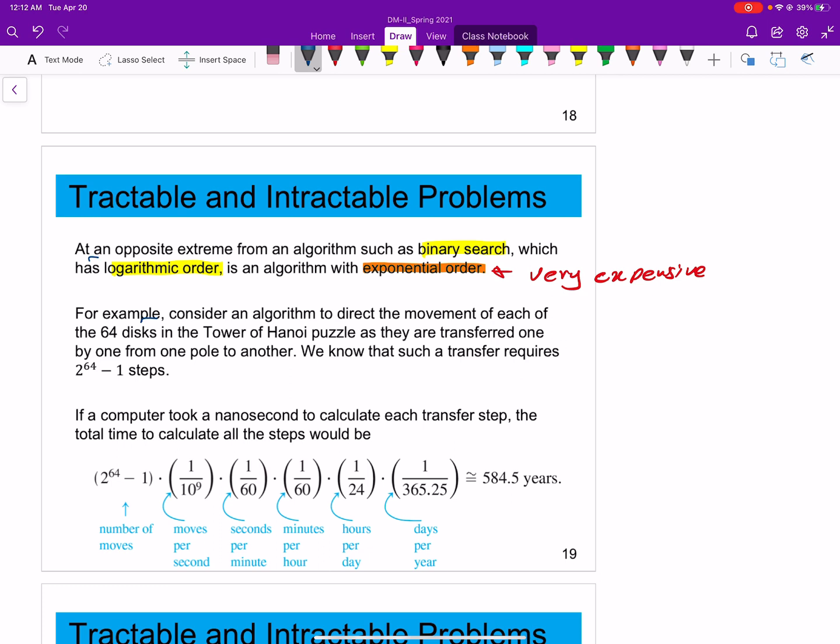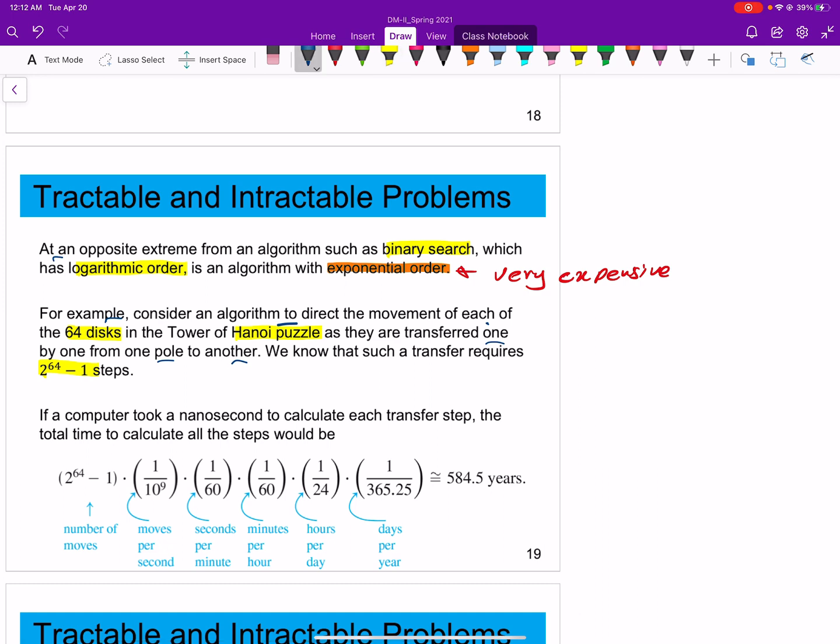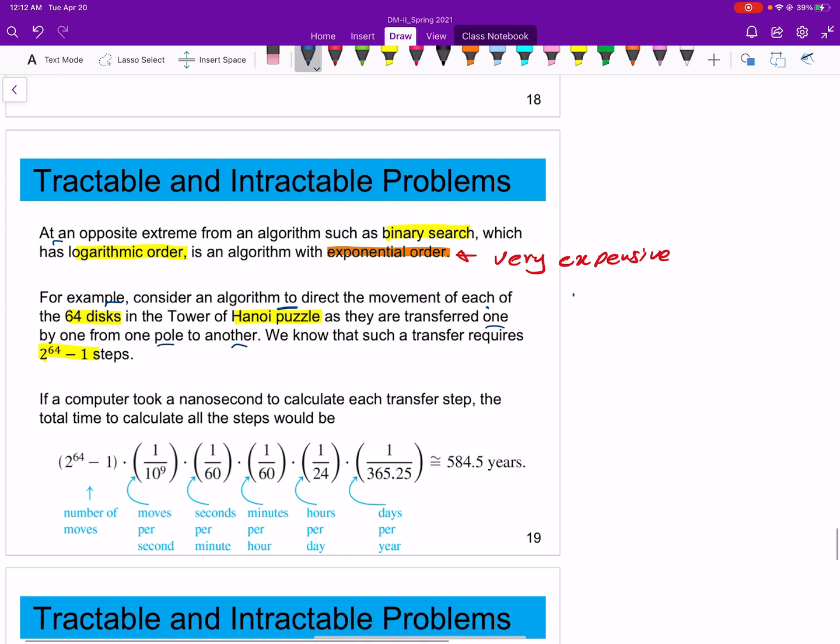For example, consider an algorithm to direct the movements of each of the 64 disks in the Tower of Hanoi puzzle. I don't know whether you are familiar with this puzzle. This is called the Hanoi puzzle. I will explain that in a second. As the disks are transferred one by one from one pole to another, we know that such a transfer requires 2 to the power 64 minus 1 steps. This is the Hanoi puzzle with 64 disks. Let's assume a Hanoi puzzle with 3 disks, and I'm going to explain it.